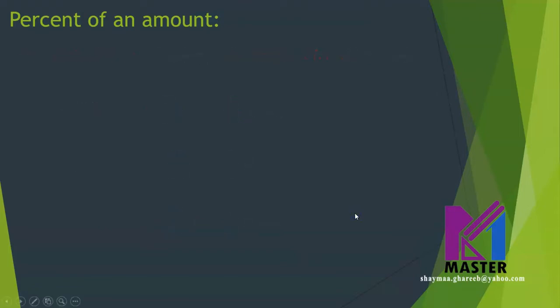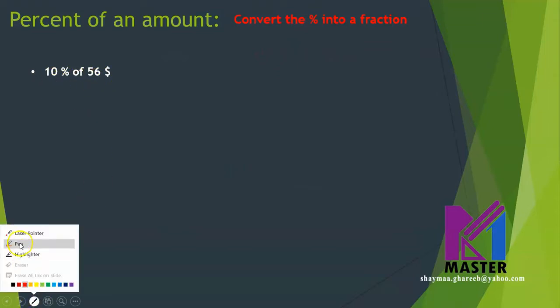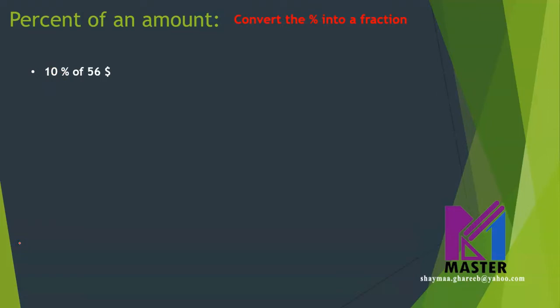Now, let's see some examples. 10% of 65. We said before that when I have 10% of an amount, it means I'm going to divide by 10. So I will divide by 10. So 56 divided by 10 equals, yes, 5.6.